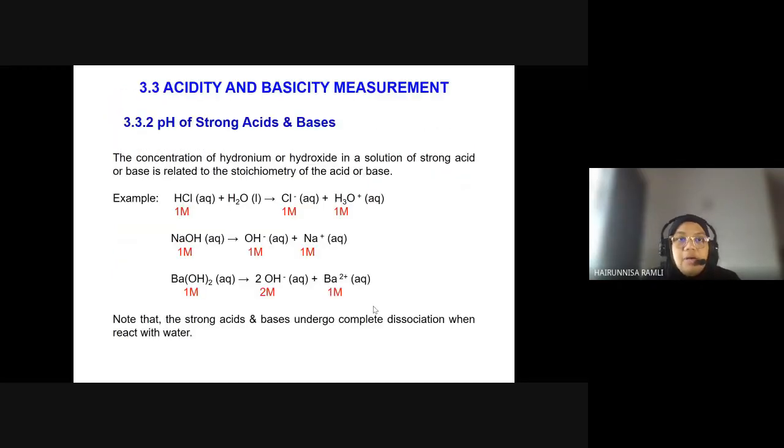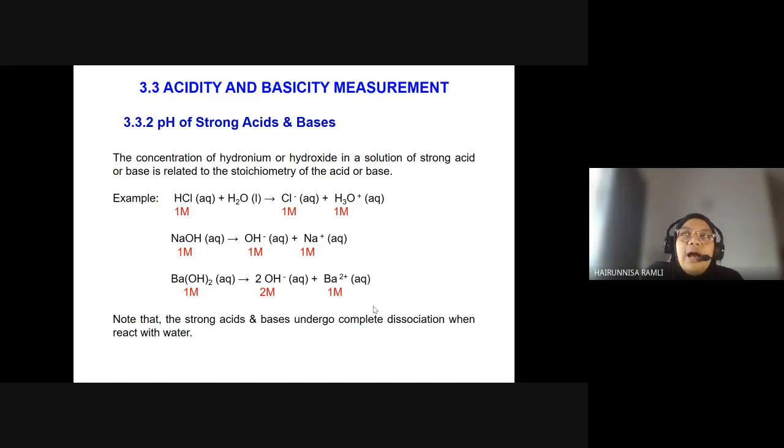So, now kita akan pergi lebih specific. Okay, how to calculate the pH of strong acid and base, and also weak acid with base. Okay, we need to separate this one because the calculations are different. For strong acid strong base, it's much easier, not as complicated as weak acid weak base. I would say not really complicated sebenarnya for weak acid.